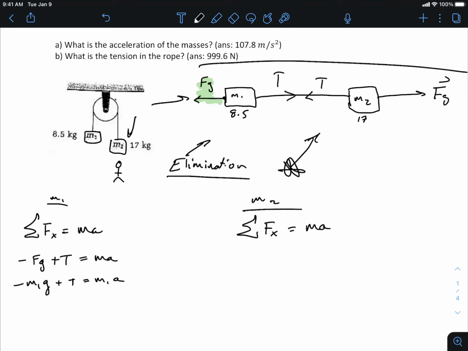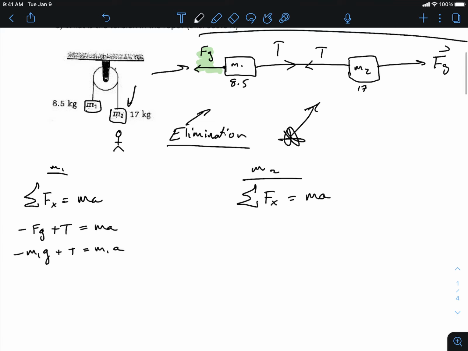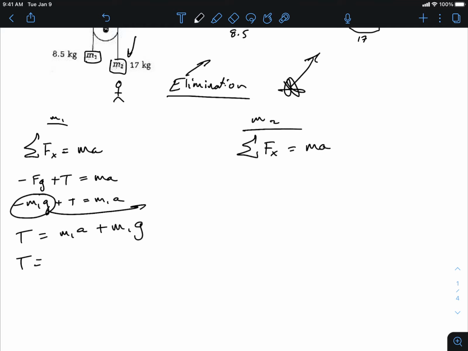You could do the math right now if you wanted to. You could isolate for T because I know what the end game is now, right? You're going to say T equals M1A plus M1G. All I did was move this piece to the other side. Then you can plug in some numbers. T equals M1, which is 8.5, so 8.5A plus 8.5 times G, 9.8. Do the math. All right, I did do this one.